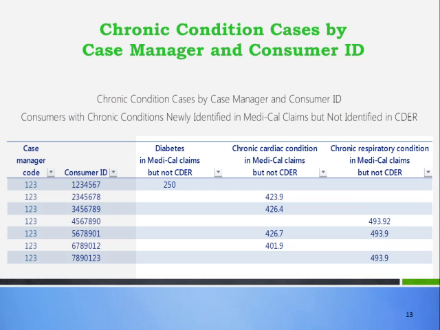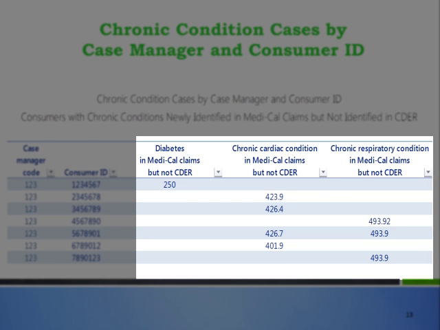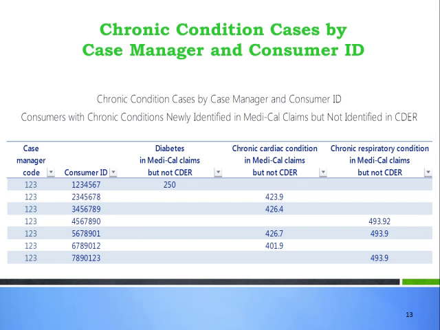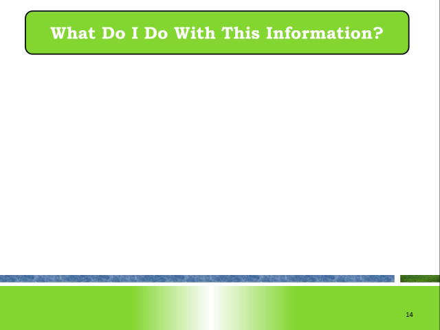The numbers listed in the last three columns represent the ICD-9 codes. These are what is on the Medi-Cal claims, but this differs from what is usually in the CDER, which is the ICD-10 codes. Consumers may have more than one condition, as seen in this example, where a consumer has both a chronic cardiac condition and a chronic respiratory condition.